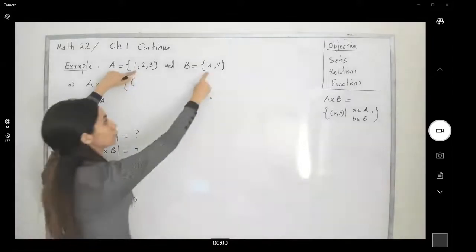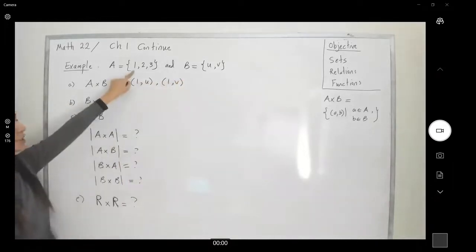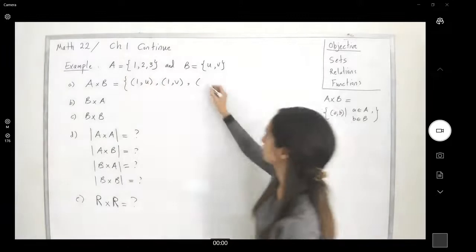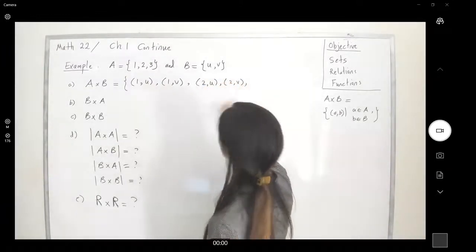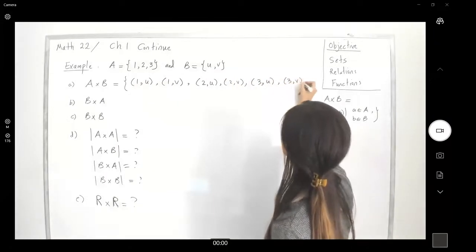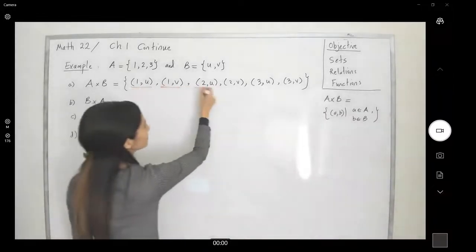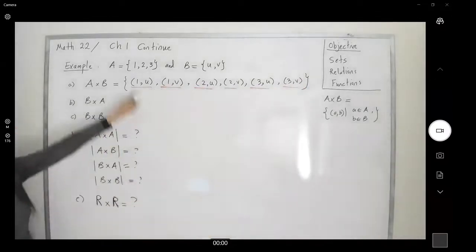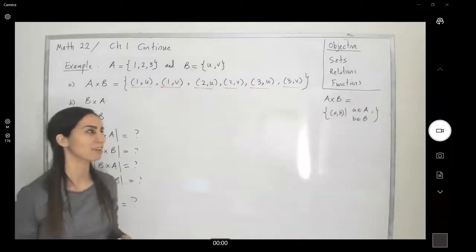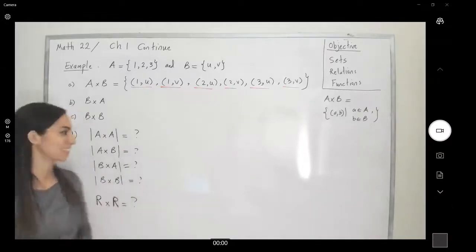So you have (1, u), (1, v). The first coordinate is coming from A, the second coordinate is coming from B. Then (2, u), (2, v). The first coordinate is coming from A, and you're left with 3: (3, u), (3, v). The second coordinate is in B. How many elements do we have? We have 1, 2, 3, 4, 5, and 6 elements. The cardinality of set A is 3. The cardinality of set B is 2, and they don't have any common elements, so the cardinality is 3 times 2, which is 6.